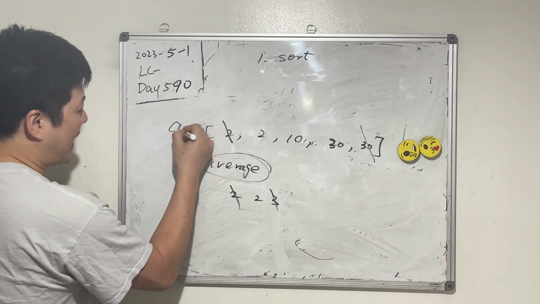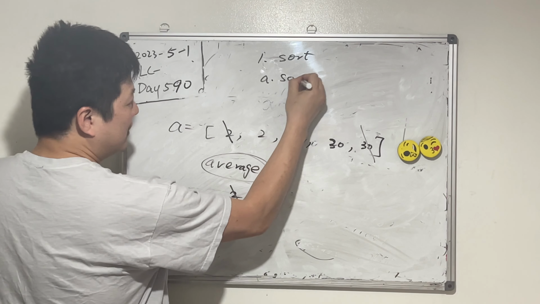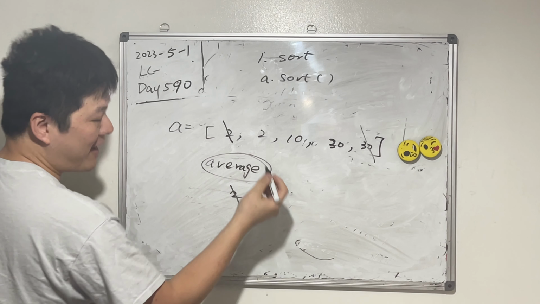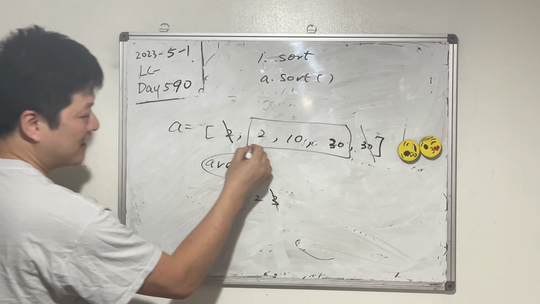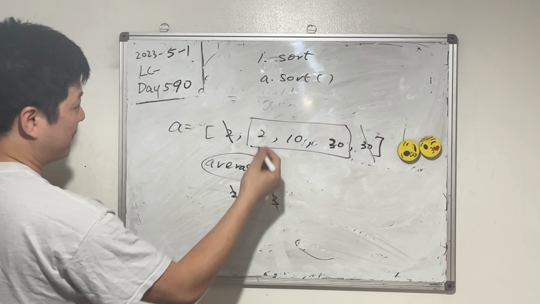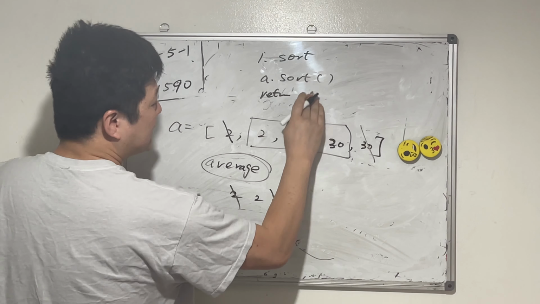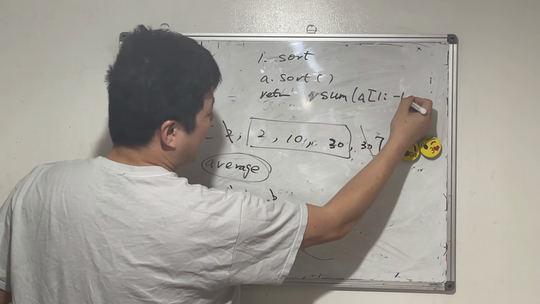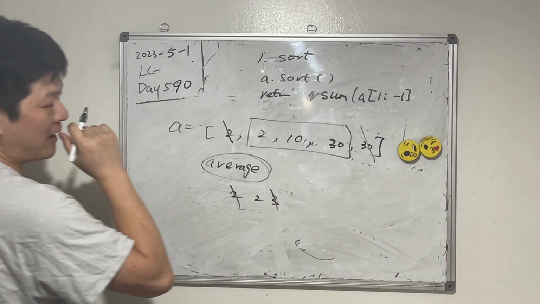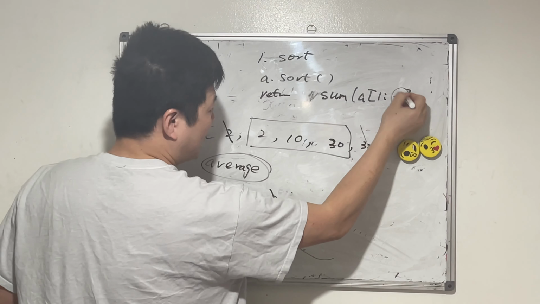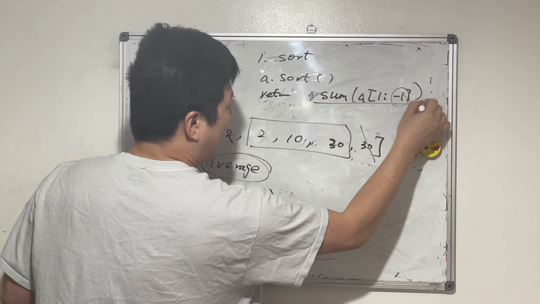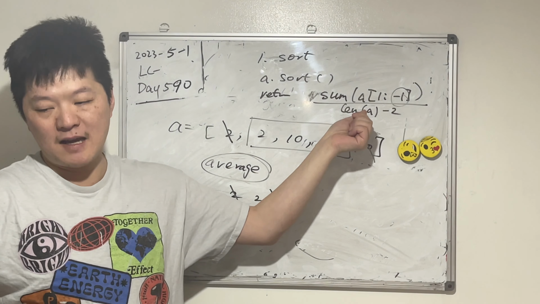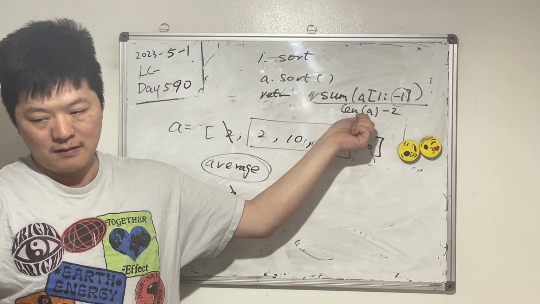When we sort it, if this is A, A dot sort, and that becomes 2, 2, 10, 30, 30. Then we just need to calculate the sum of these, and divide it by the size of it. So we return the sum of A from index 1 to n minus 1, and divided by the length of A minus 2. Here we make sure A has at least 3 numbers.